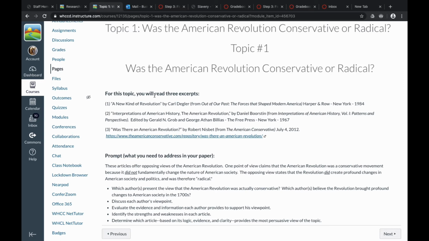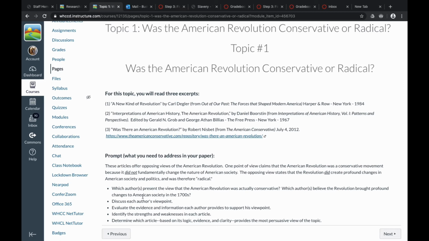So if you chose topic number 1, you are going to need to understand your prompt. So let's read it. These articles, these up here, offer opposing views of the American Revolution. One point of view claims that the American Revolution was a conservative movement because it did not fundamentally change the nature of American society. The opposing view states that the revolution did create profound changes in American society and politics and was therefore radical. Now, you need to address these points.